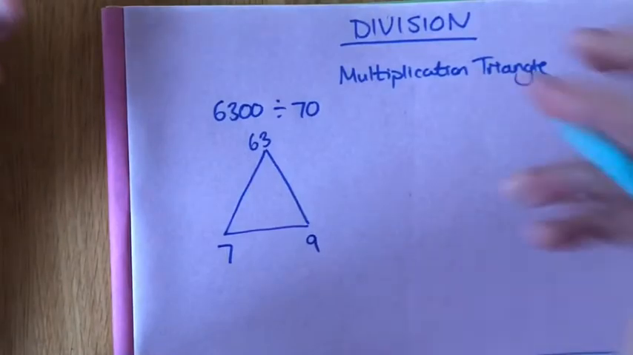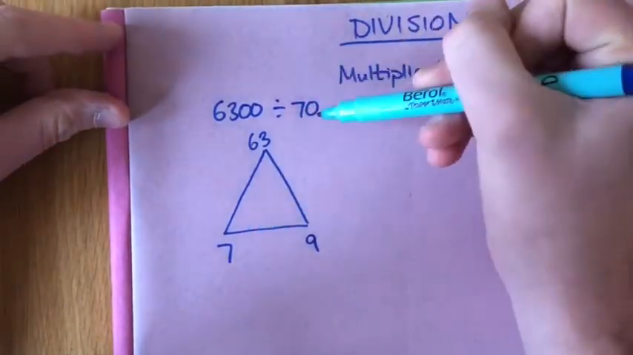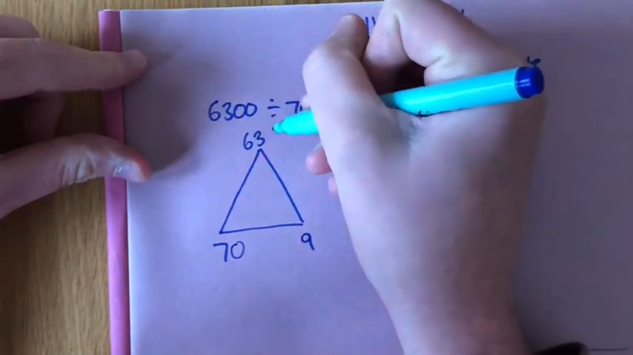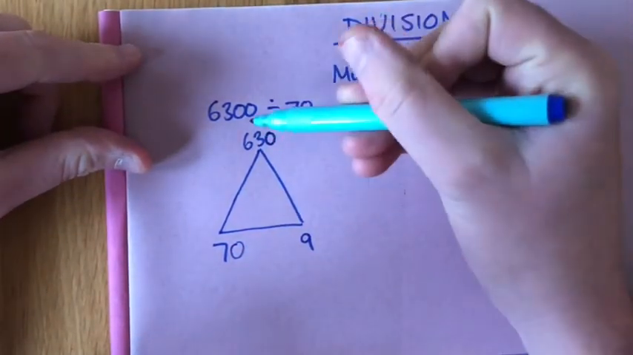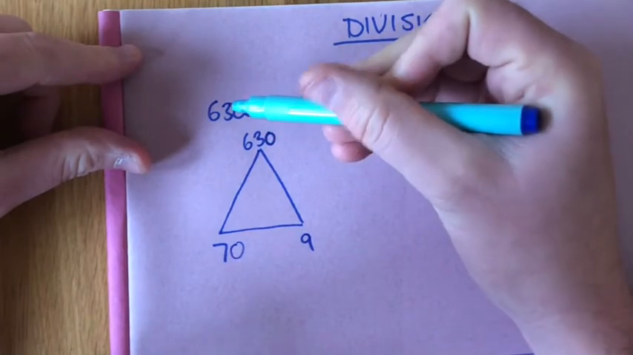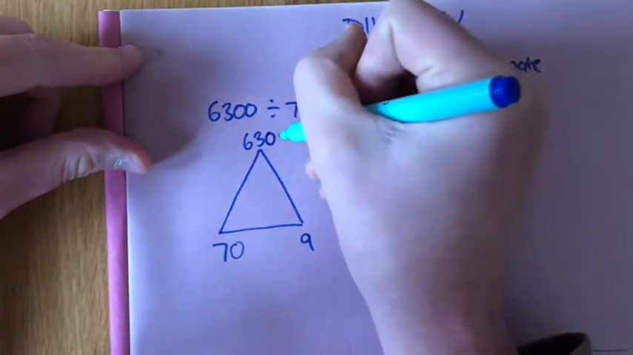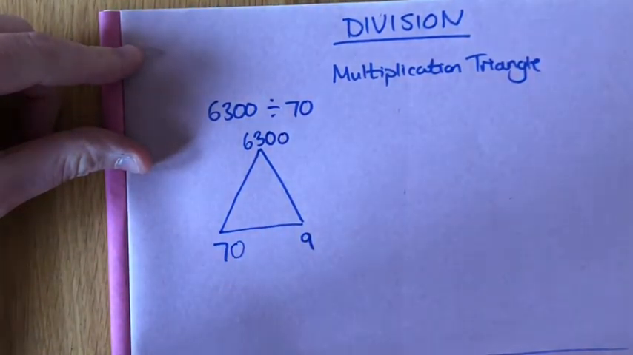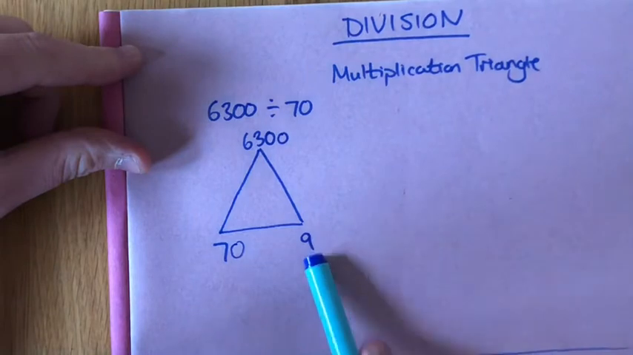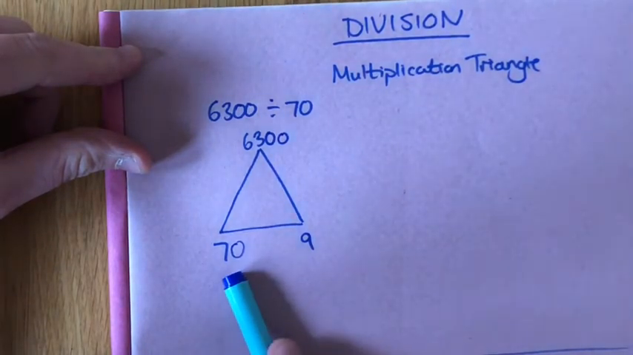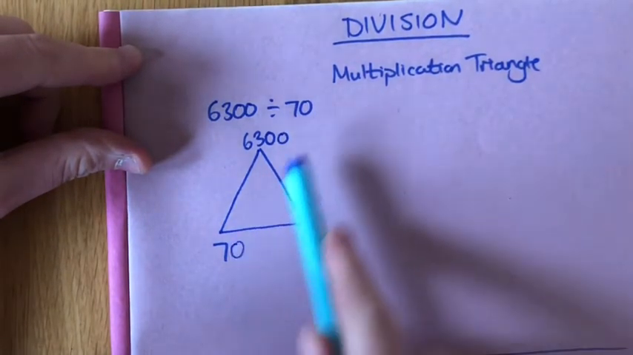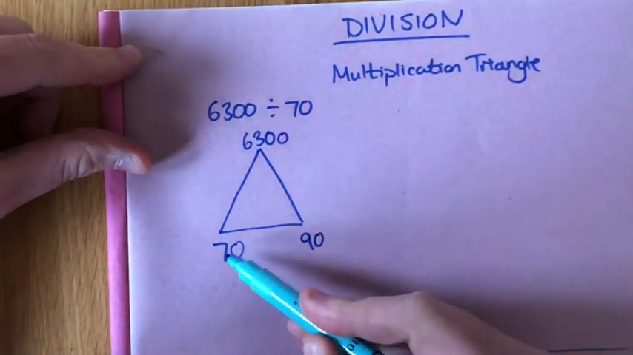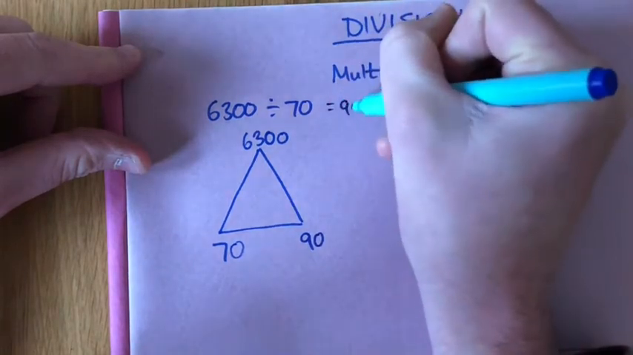So in this, I don't want a 7, I want a 70. So I'm going to times that by 10. And because I've times one of these by 10, I need to times this by 10. Then I've got 630. I actually need it to be 6,300. So I'm going to times that by 10. And then I need to times one of these by 10. Which one am I going to do? Hopefully you said that one. Because we don't want to change that because that's already at 70. So I'm going to times that by 10. So 6,300 divided by 70 is going to be 90.